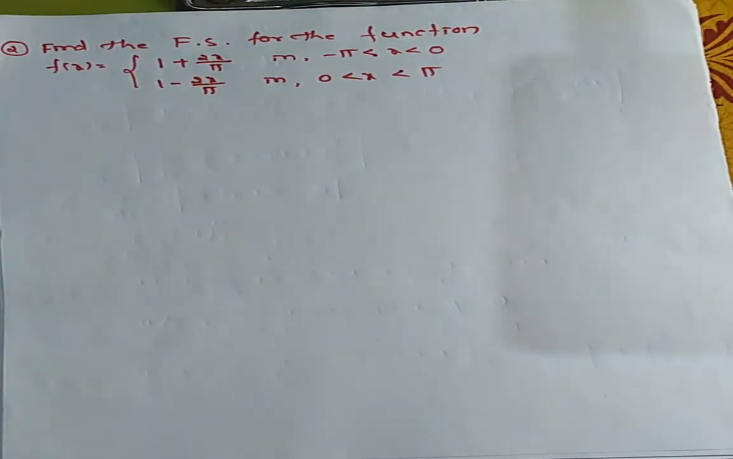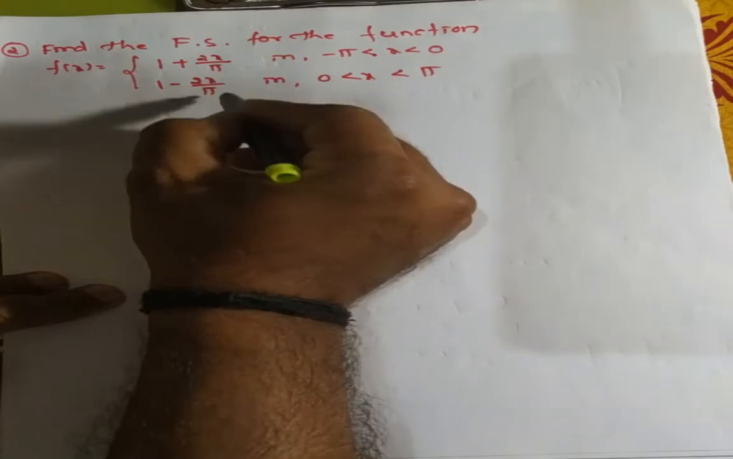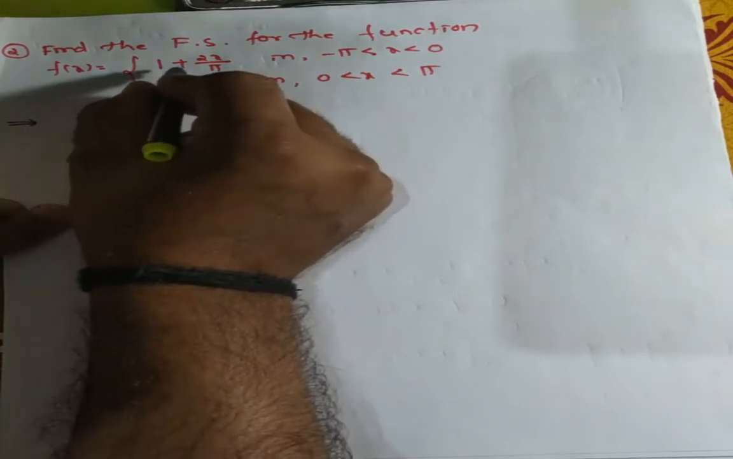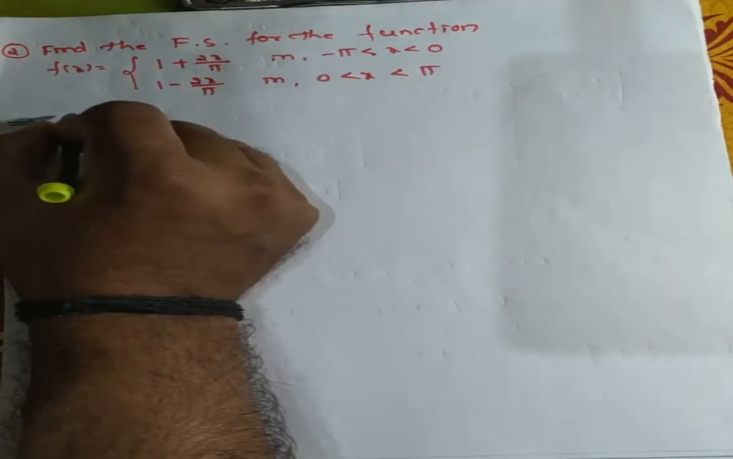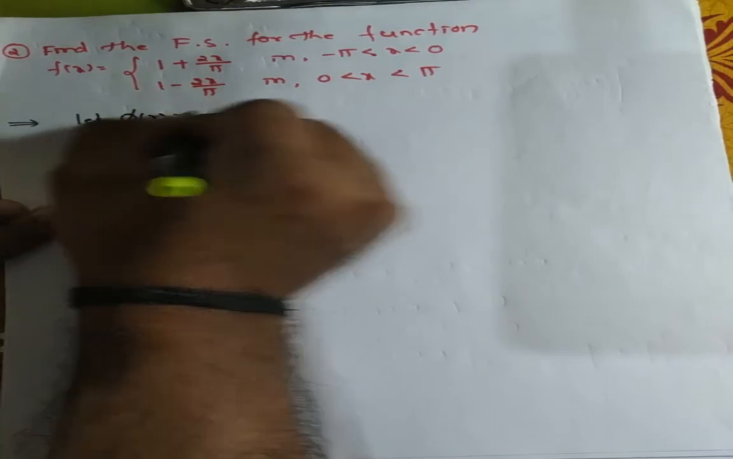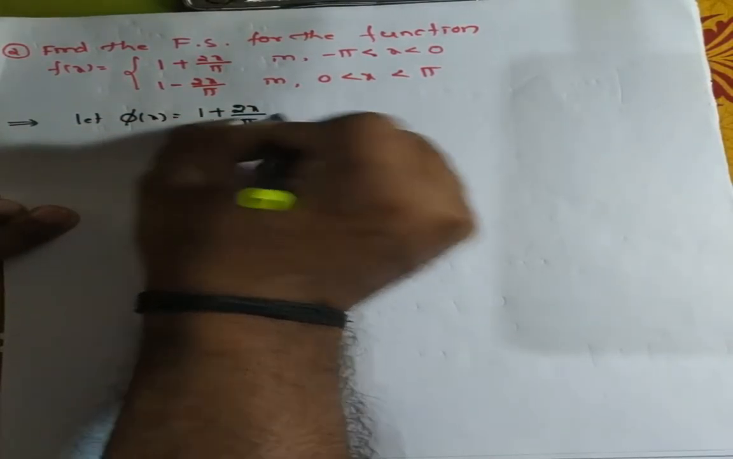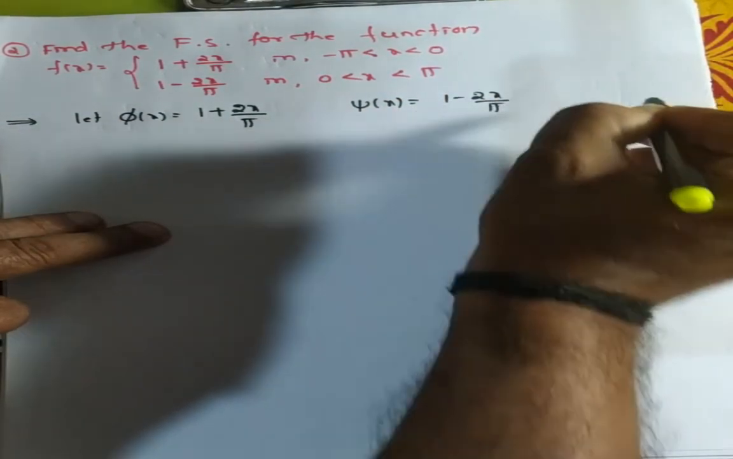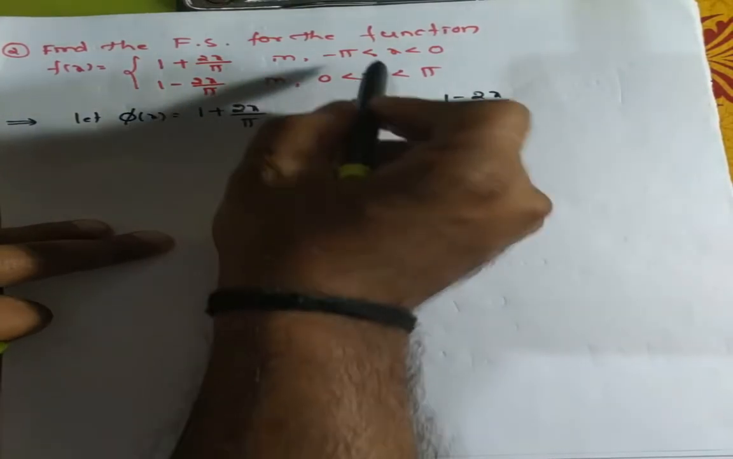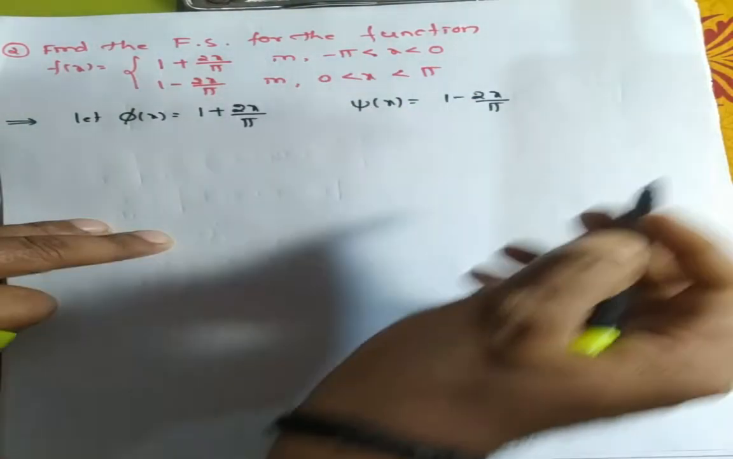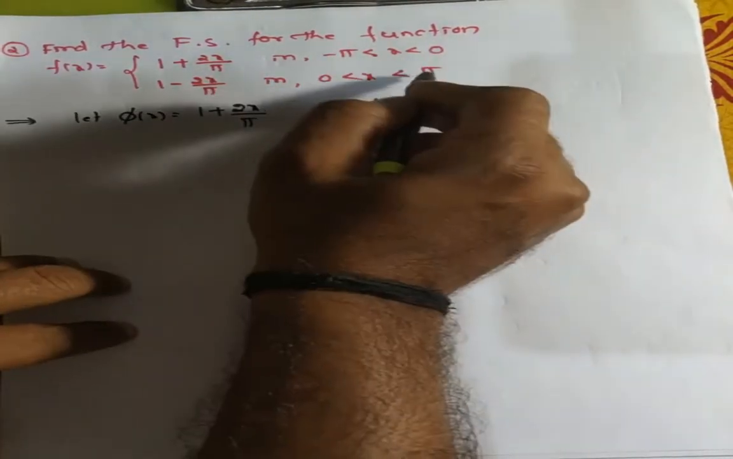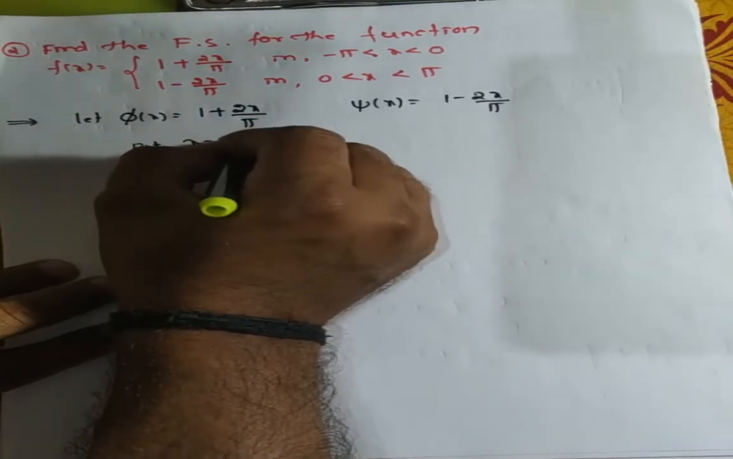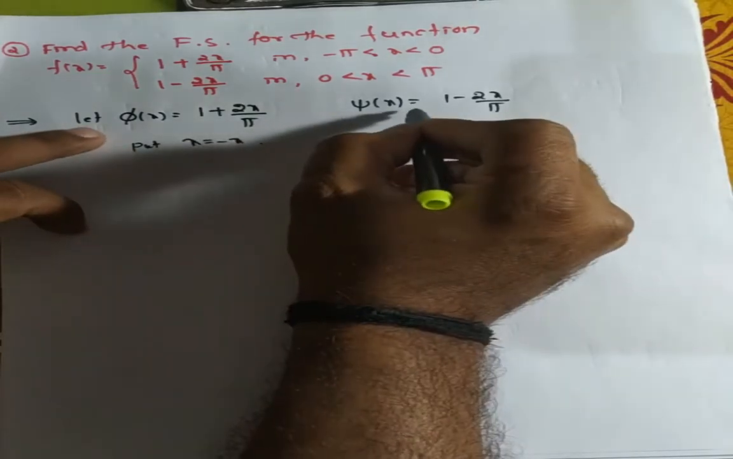So if it is given as a double function, how to check the Fourier series? For that, you have to start by taking the first function as phi of x. Phi of x is equal to 1 plus 2x divided by pi, and psi of x is equal to 1 minus 2x divided by pi. As I told you, the example is given in minus pi to plus pi, so you have to put x is equal to minus x.